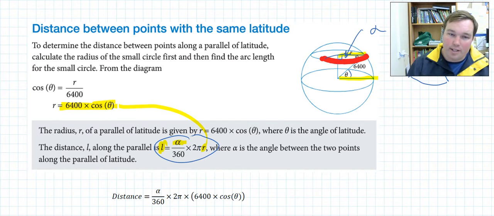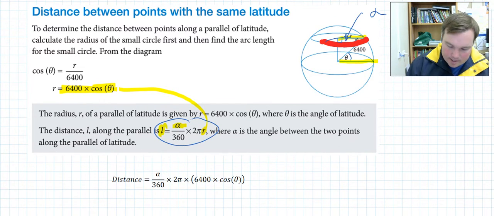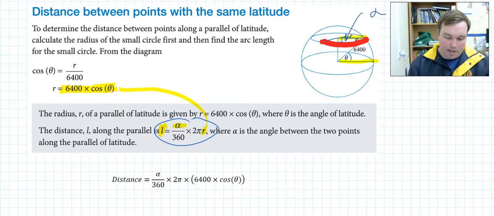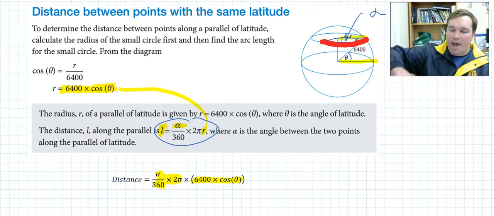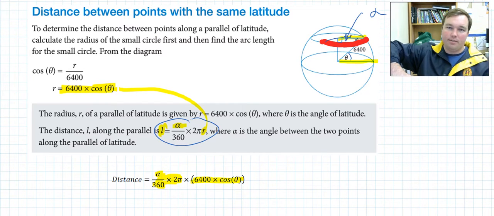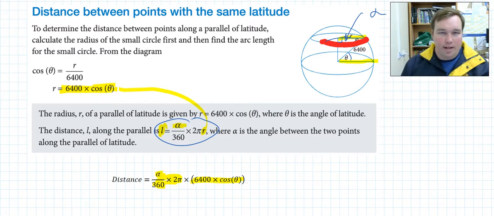Therefore, the formula you really need to know and be familiar with is that the distance between two places on the same latitude is alpha, the angle between them on that latitude, over 360 times 2 pi, times 6,400 cos theta. Theta is how far north or south they are. Alright, let's put that into application.